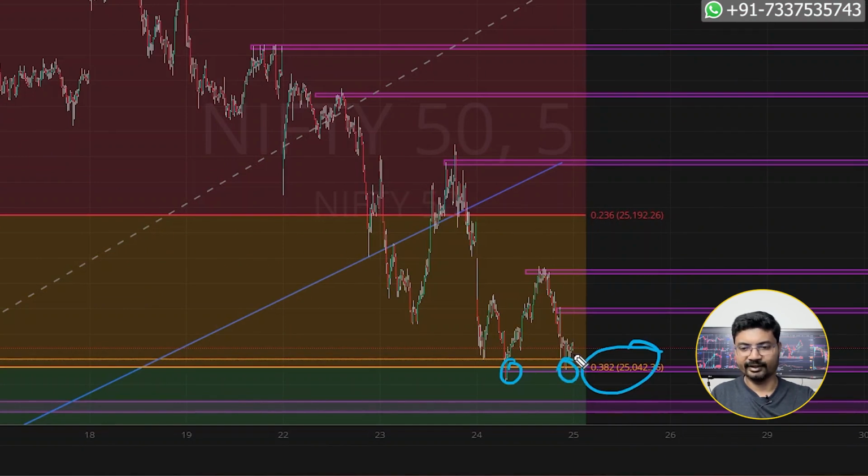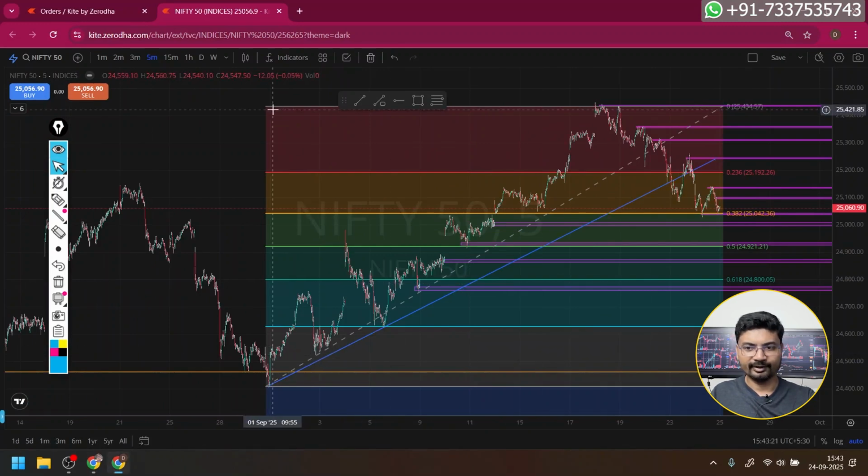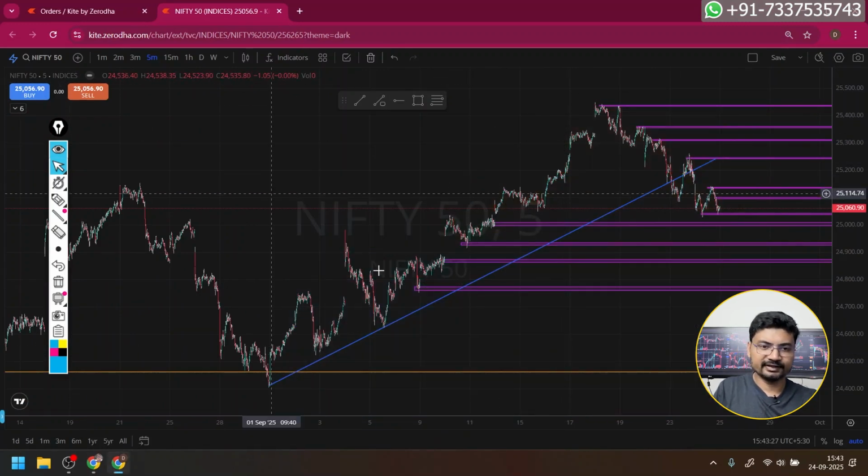And if there is going to be any bounce, it should be from this point, or it can even touch 0.5 level as well. And there is one more important support level. I'm going to show you that. Then let me remove these Fib lines. And the next important support level is this one. This is a level that is touching this trend line.